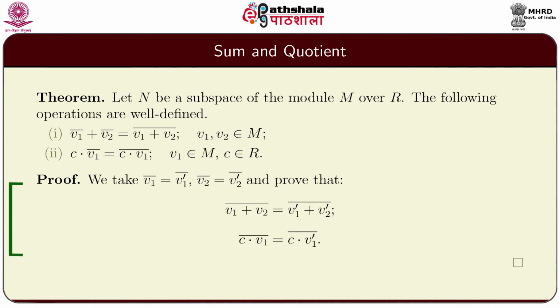We assume that V1 bar is the same as V1 dash bar and V2 bar is the same as V2 dash bar, and prove that V1 plus V2 bar is the same as V1 dash plus V2 dash bar, and C dot V1 bar is equal to C dot V1 dash bar. These are easy verifications, and what is to be understood here is that the equivalence class of V1, that is V1 bar, may be represented by another element V1 dash, and we have to check that the definition of addition and the scalar multiplication, they do not depend on the representatives.